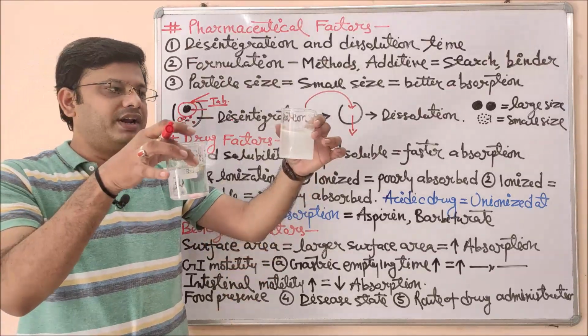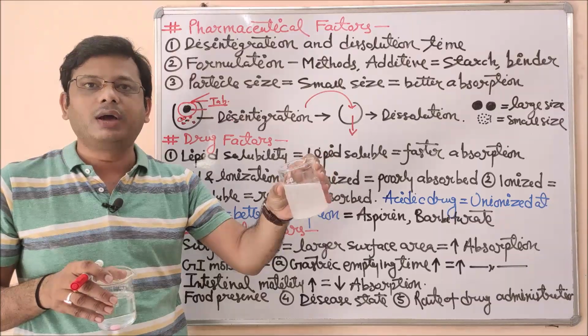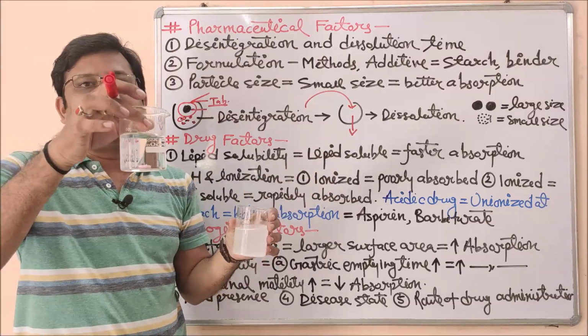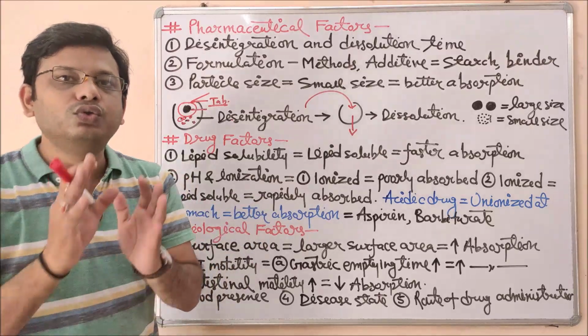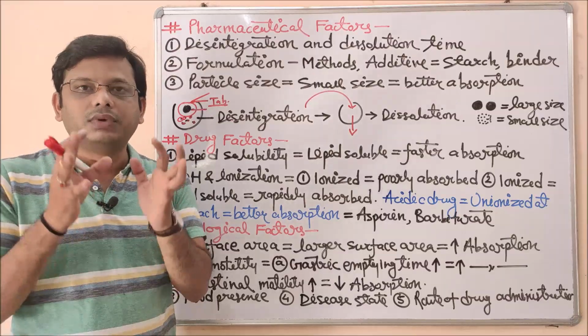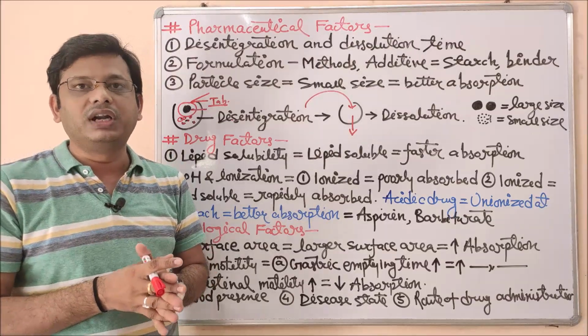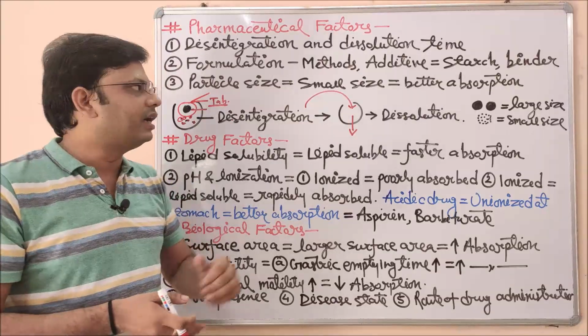As you can now compare, the tablet of Disprin has completely disappeared in the water, completely dissolved, but the Digene tablet is still in its original or initial state. So those drugs which have a large amount of binder, a large amount of joining agent, or other types of pharmaceutical additives may affect its dissolution, disintegration rate, and finally its absorption.